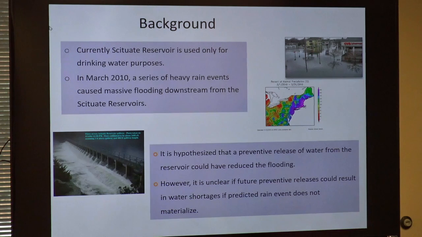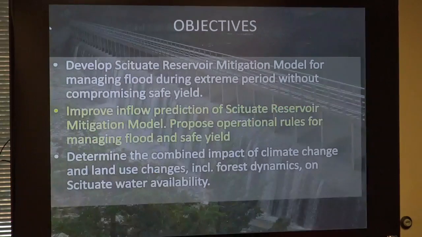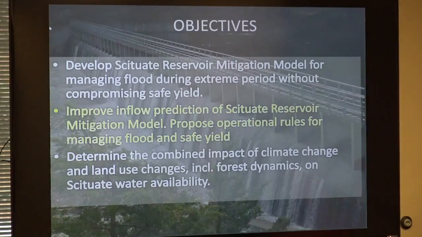Some of you have seen these slides many, many times. Kathy, you've seen them before. So we have various objectives here. What I'm going to highlight is the second bullet that you can see: improve inflow predictions of Scituate Reservoir mitigation model and propose operational rules. In a sense, this would be nice: this is what is going to happen if we were to see a flood of this extent. Those are basically the scenarios that we're showing in this talk.